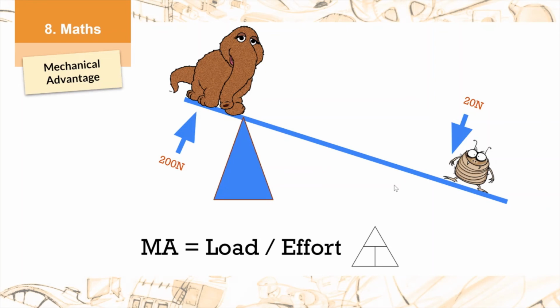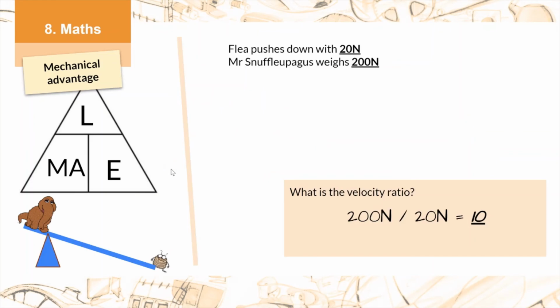So we've looked at velocity ratio. Now let's look at mechanical advantage. I'm going to use the same sort of figures here so we get the same ratio. So mechanical advantage is the load divided by the effort. Okay, so the load here is my heavy Mr. Snuffleupagus, no offence. And then the effort is the super strong flea that we have putting in 200 newtons. So he's putting in 200 newtons and the Mr. Snuffleupagus weighs 200 newtons. So let's do some maths.